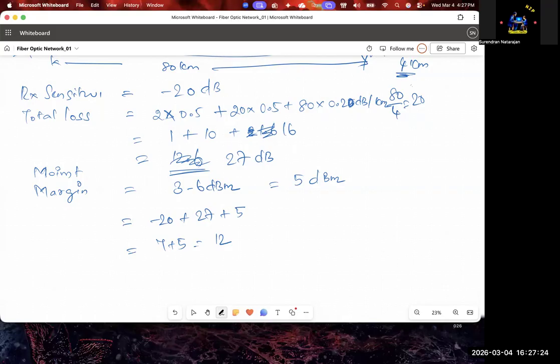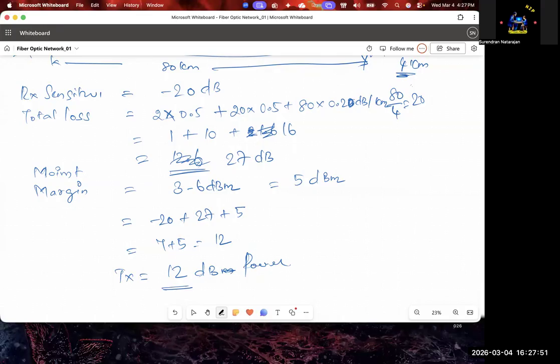So what is your transmit power? At least you should transmit 12 dB of power. Will you agree with that? Then only it will accommodate all the losses, the receiver sensitivity value, and the maintenance margin. So the transmit power is calculated based on this.